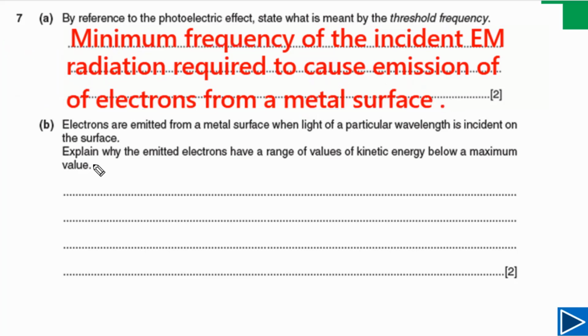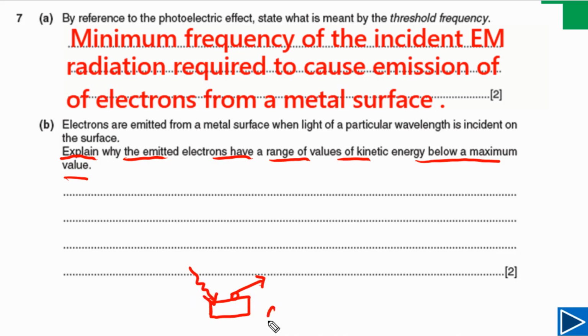from the metal surface. Part B is simply asking us to explain why the emitted electrons have a range of values of kinetic energy below a maximum value. It simply means that if we have a metal surface and we shine light on it, electrons will be emitted from this metal surface if the frequency of electromagnetic radiation is greater than the threshold frequency. Meaning if the frequency of electromagnetic radiation is greater than the threshold frequency, electrons will be emitted from the surface.